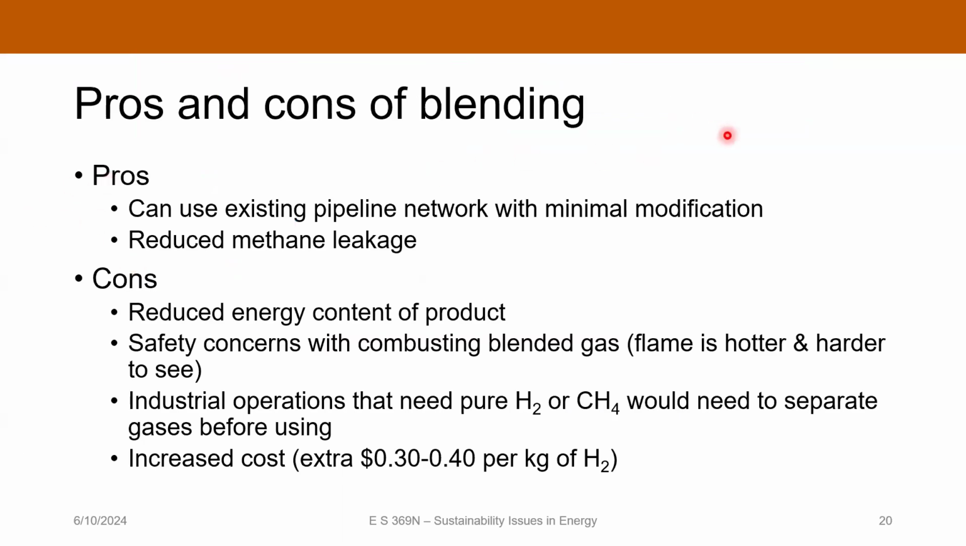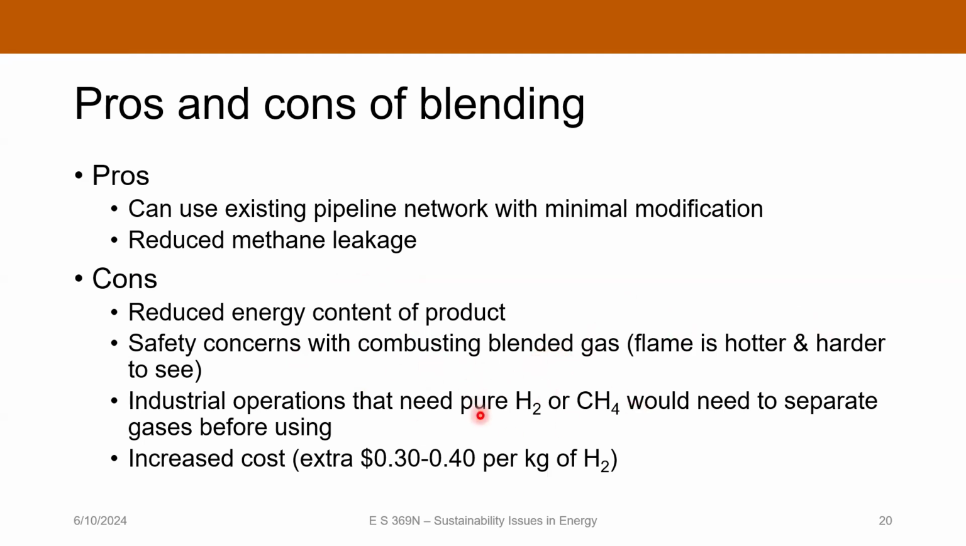Okay, so pros and cons of blending. Obviously, you can use existing pipeline networks with minimal modification, and you also reduce your methane leakage. But the cons are that when you're replacing natural gas with hydrogen, you're reducing the volumetric energy content. The blended gas burns a little bit differently. It has a hotter flame. The flame is harder to see. Methane has a blue flame, whereas hydrogen has an almost invisible flame. So there's a big difference there.